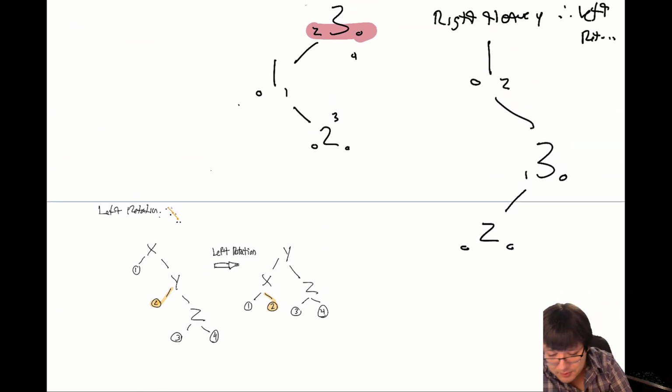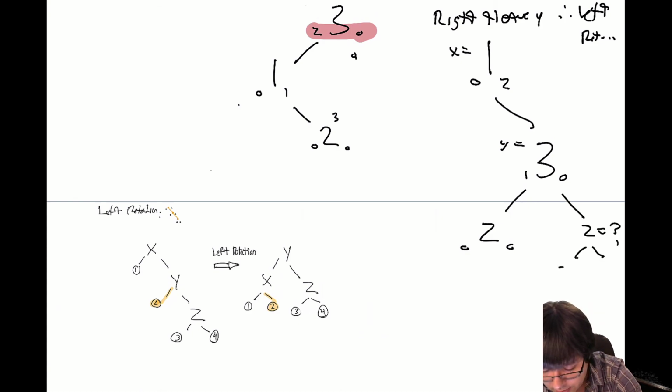So yeah, you're like, okay. In this algorithm, x is equal to 1, y is equal to 3, and then z is equal to 2. Oh, no, z is nothing. There's no z, which means that there's no 3 and 4, which is fine.